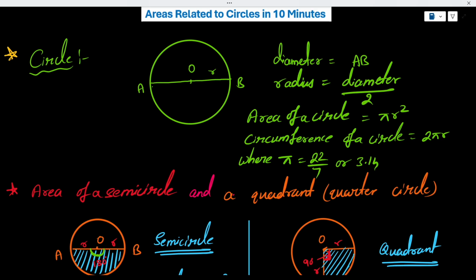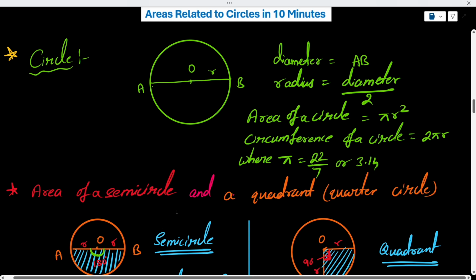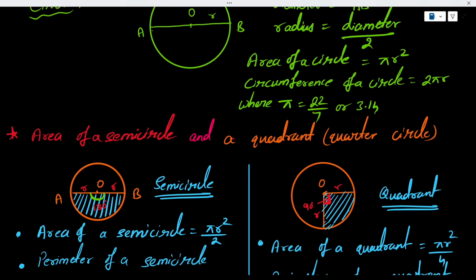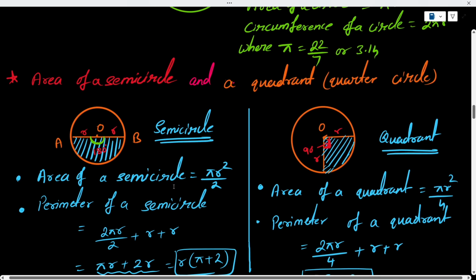So what is the area of a circle? Area of a circle is pi r square and the circumference of a circle is always 2 pi r, where you take the pi value as 22 by 7, or if they have given 3.14, you are going to consider 3.14. Now from these formulas you can find the area of a semicircle.